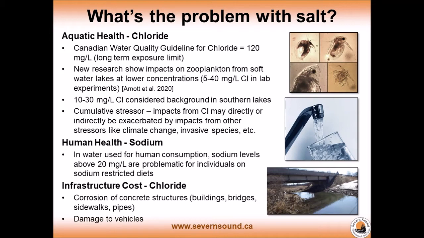In terms of human health, it's the sodium we want to look at. So at concentrations above 20 milligrams per liter, this can actually become problematic for individuals who might be on a sodium-restricted diet, who have hypertension or those types of issues. So in any water that's used for human consumption, people have to be notified if those concentrations are higher. In terms of infrastructure, you can think about the damage it does to your vehicle, but also corrosion of concrete structures, so buildings, bridges, sidewalks, and that sort of thing.